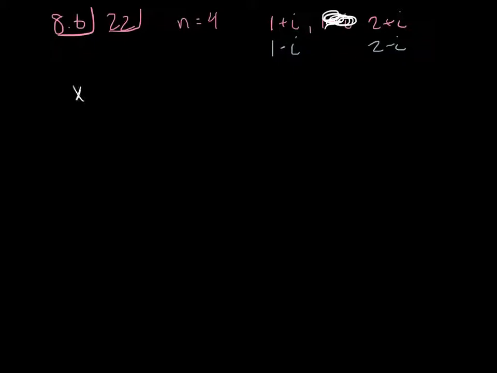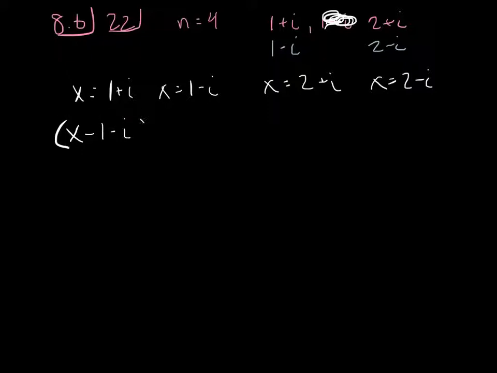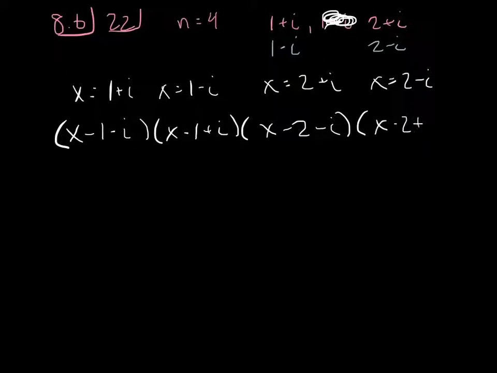My 4 roots being x is equal to 1 plus i, x is equal to 1 minus i, x is equal to 2 plus i, x is equal to 2 minus i. So all of these create factors. x minus 1 plus i, x minus 2 minus i, x minus 2 plus i. Those are all factors. Remember, we multiply those to get 0.